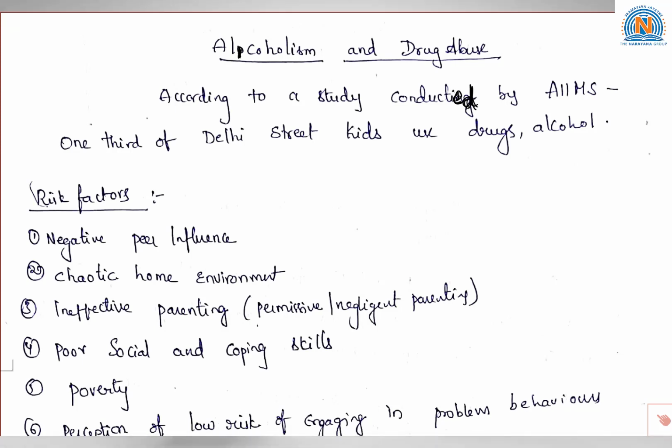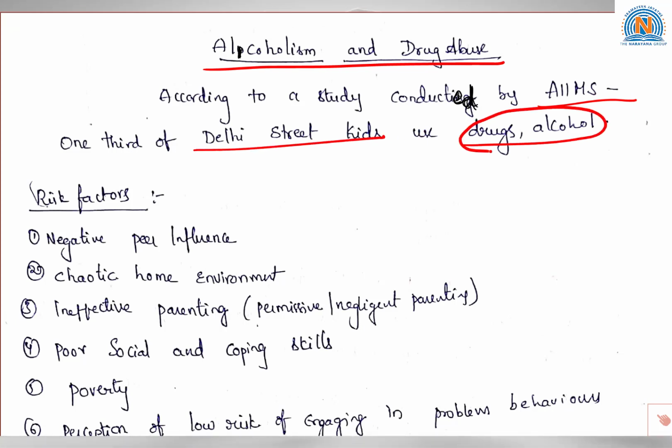Having said this, let us move to an important topic today, that is alcoholism and drug abuse, which has become a great menace for the Indian society. In this video, we look into what the risk factors are, the impact this is having on society, the individual and the family, and what government measures are in place to curb this menace. We'll start off with a fact: according to a study conducted by the All India Institute of Medical Sciences, Delhi, one third of Delhi's street kids use drugs and alcohol.